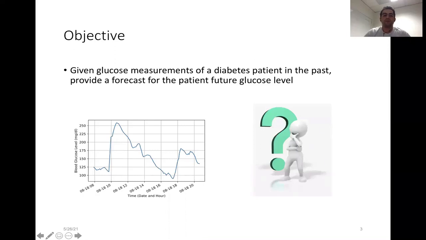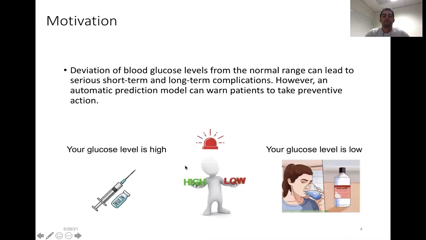So our problem is that we have a time series of blood glucose for different people, especially diabetes people. And we want to be able to predict the future of this time series given the history. To explain why this problem is important, it's mainly because if the blood glucose, for either short term or long term, is more than a certain threshold, either low threshold or high threshold, it can damage the body in different ways.